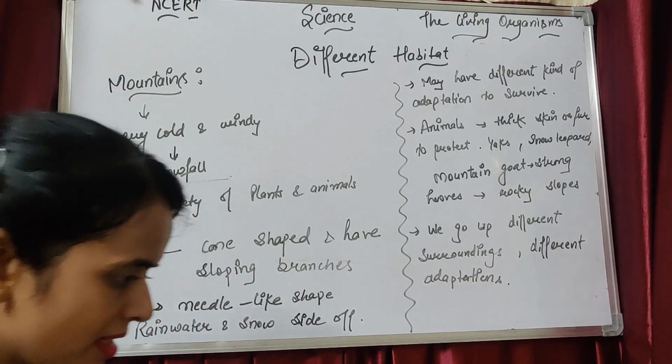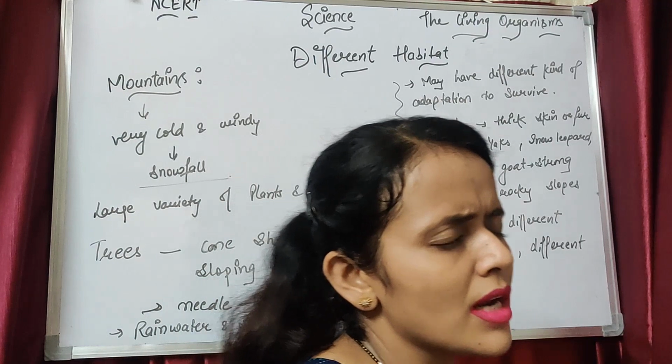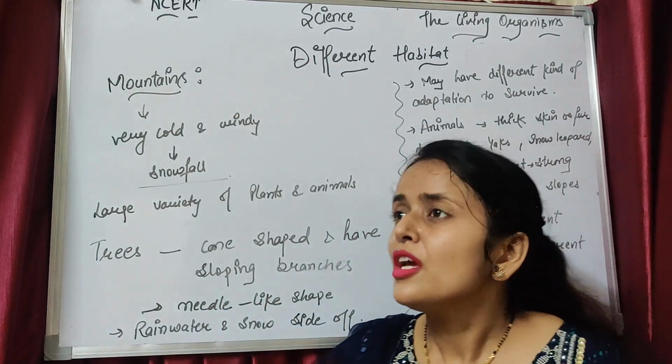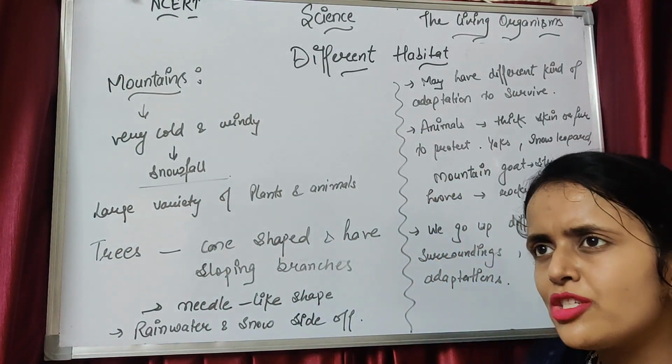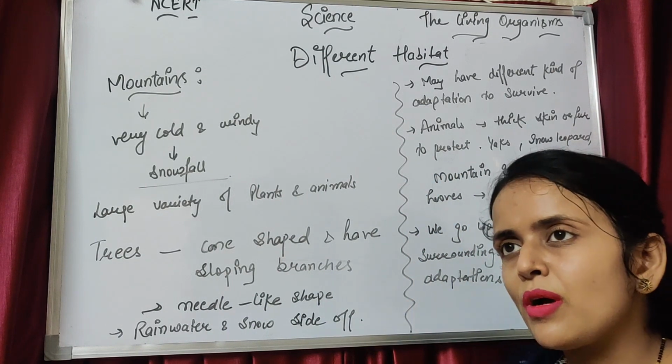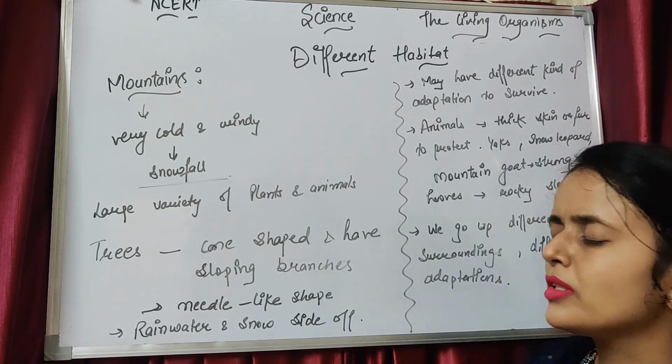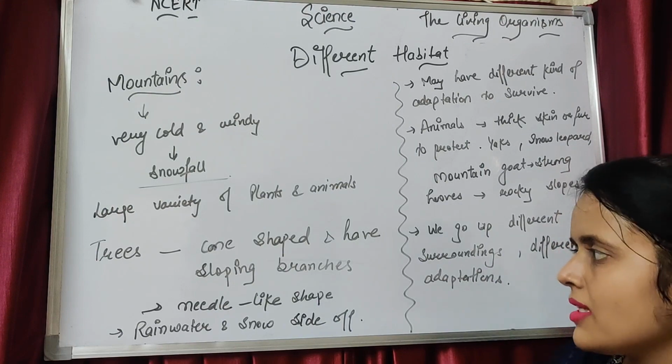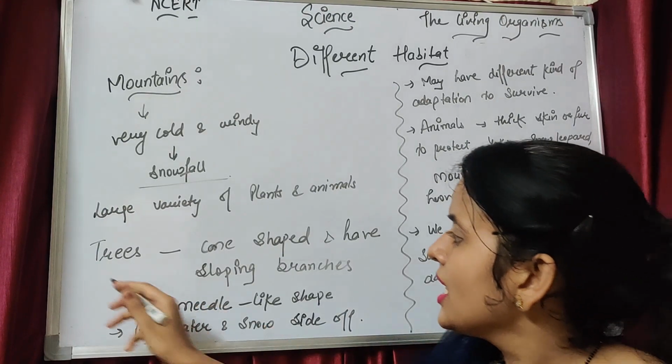A large variety of plants and animals are there. Yes, in mountains there is a large variety of plants and animals. If the mountain changes, you will see different types of plants, and on the next mountain you will see different types of trees. So there is a large variety of plants and animals. Yes, we will discuss the trees.